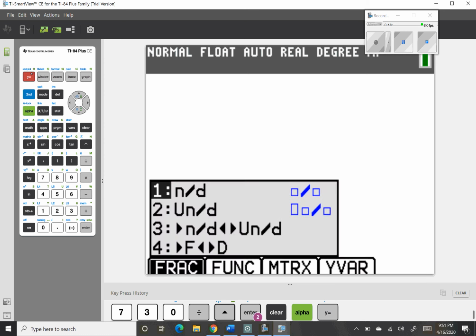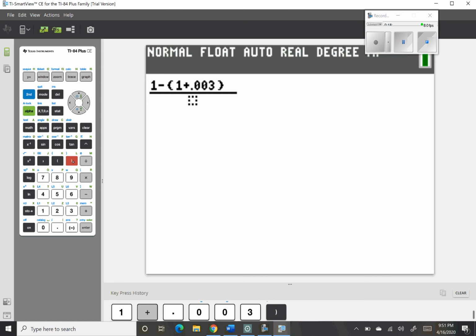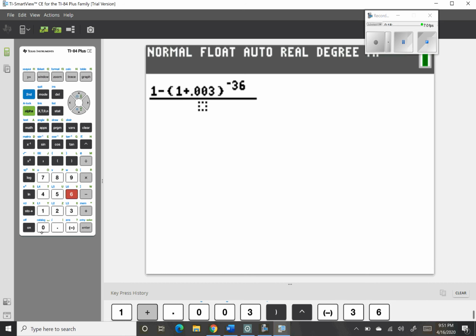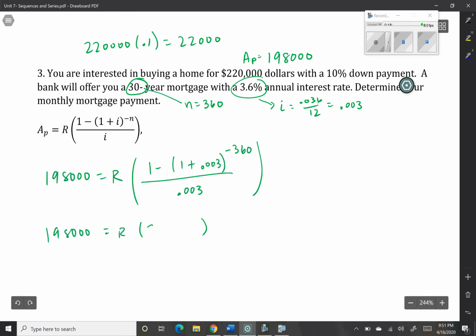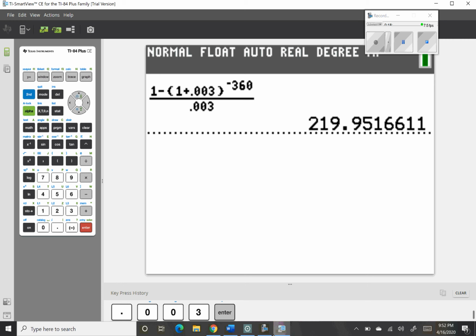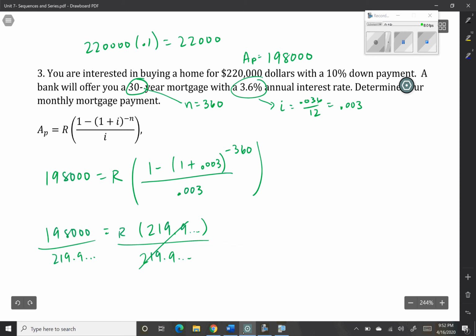So I'll make a nice little fraction there with my fraction button. So I have 1 minus parentheses 1 plus 0.003 to the exponent of negative 360 divided by 0.003. So we get this like 219 value. So I have a value here of about 219.9 something. I'm going to divide away that 219.9 something value to both sides. That's going to cancel. And if I do 198,000 divided by that value, 219 something, I get $900.20 a month. So I have a monthly payment here of $900.20.